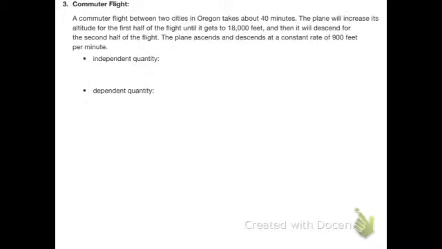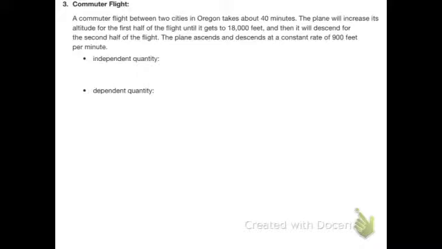Okay, now we're moving on to the commuter flight. Commuter flight between two cities in Oregon takes about 40 minutes. The plane will increase its altitude for the first half of the flight until it gets to 18,000 feet, and then will descend for the second half of the flight. The plane ascends and descends at a constant rate of 900 feet per minute. Okay, guys, these numbers here, they are not the variables. They're not changing. This speed is constant. And the max height isn't going to change.